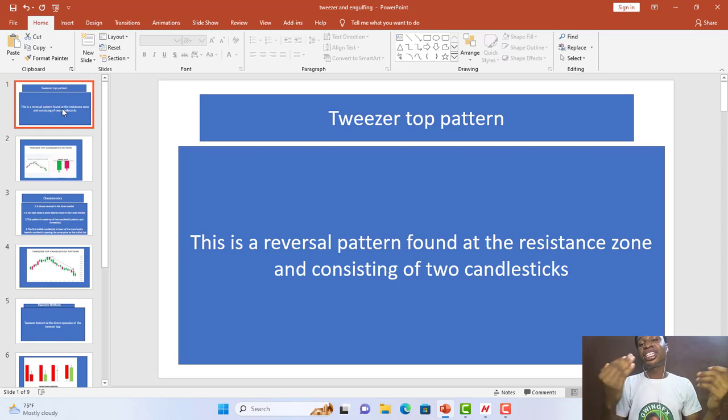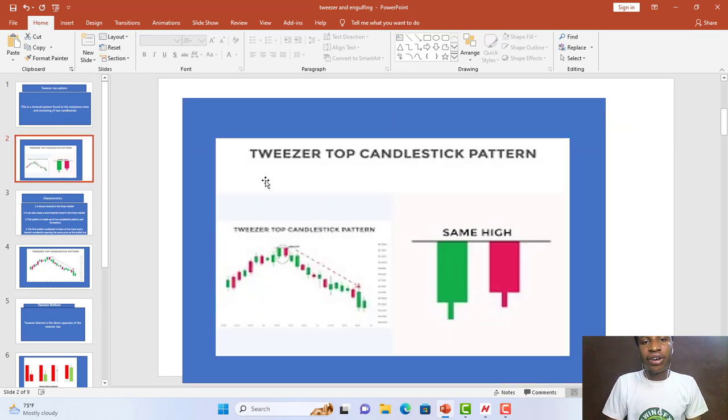So this is not just a pattern that is only traded for reversal, it can also be traded for continuation. But what is this candlestick pattern? How is it in the market before you go ahead to buy or sell? What is it all about before you go for your buy or sell in the forex market?